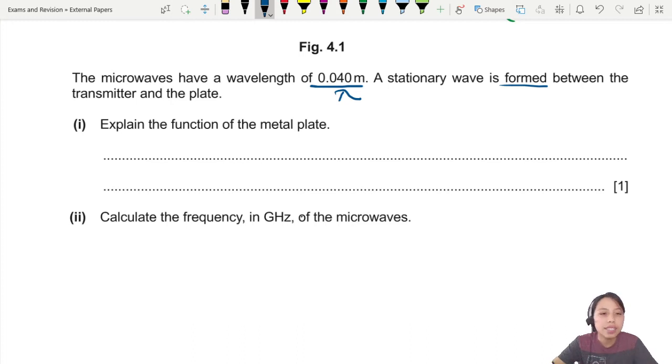Oh, my pen is stuck. Give me a second. We are back now.